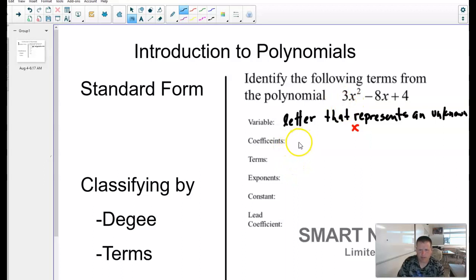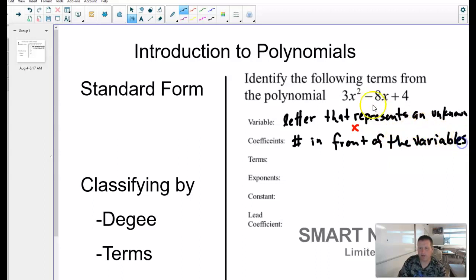Coefficients. Coefficients are the numbers in front of the variables. We've got a few of these. There's actually a couple in this example right here. We've got the number 3, and we also have the number -8 as well, because those are my two variables, so there's my two numbers that are in front of them.